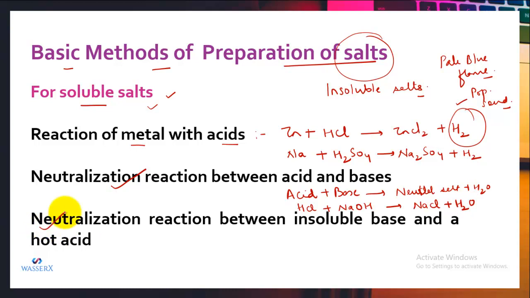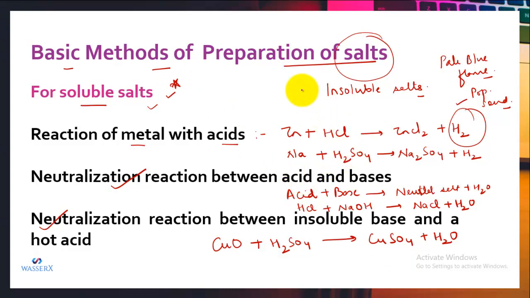The third method is again neutralization, but here we are reacting an insoluble base and a hot acid. Let's take an insoluble base, let's take copper oxide, and we are reacting it with a hot acid. Let's take sulfuric acid. So we get a salt, that is copper sulfate, and water is produced. So these are the methods by which we can prepare the soluble salts.